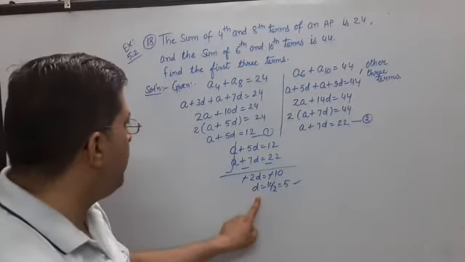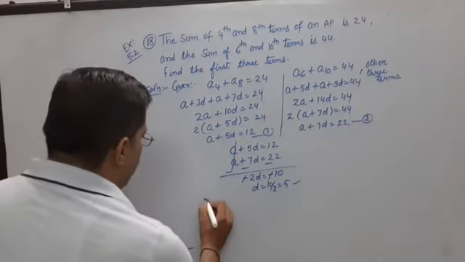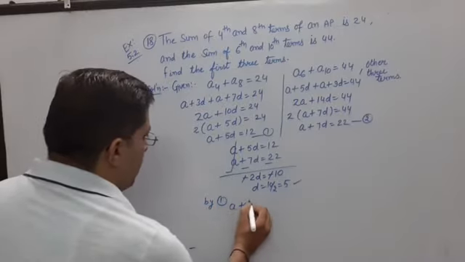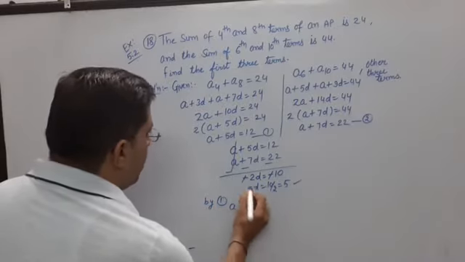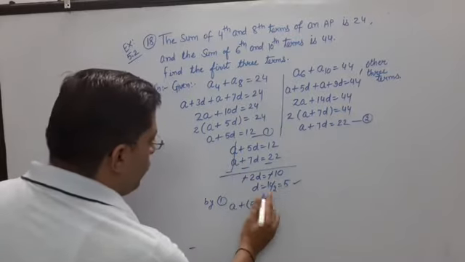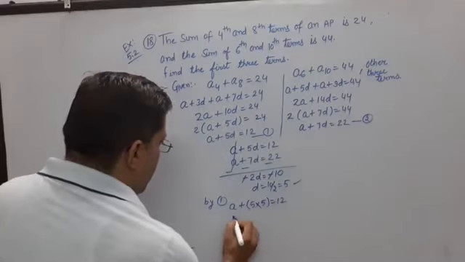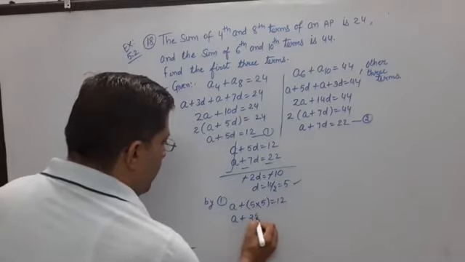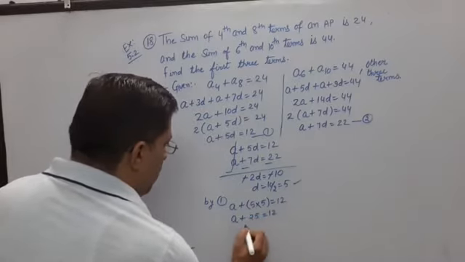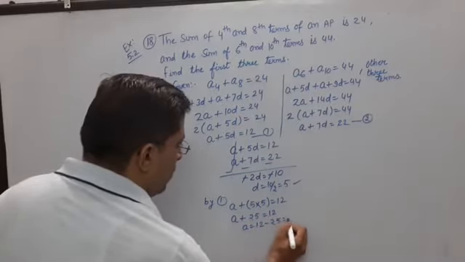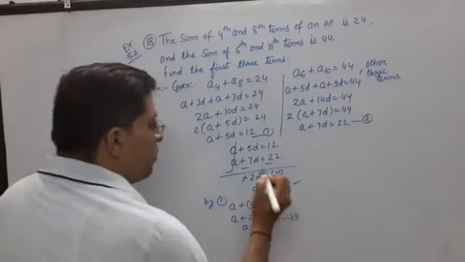Now put the value of D in equation number 1. But first what we can write? A plus 5D, D is also 5. That is 12. A plus 25 is equal to 12. Then A is equal to 12 minus 25, this is minus 13.